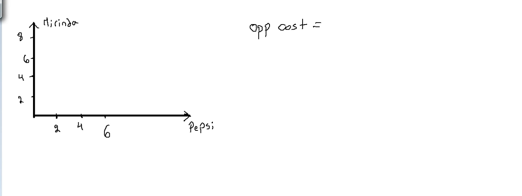Opportunity cost is equal to what? Let's see first what given we have. Miranda is on the y-axis, Pepsi is on the x-axis. By producing 4 Pepsi, we can produce at the same time 7 Miranda. Okay, we find the point, which is approximately here: 7 Miranda and 4 Pepsi, for example.